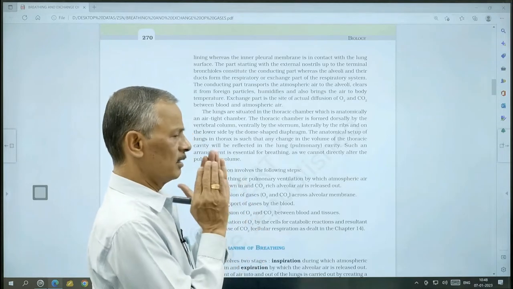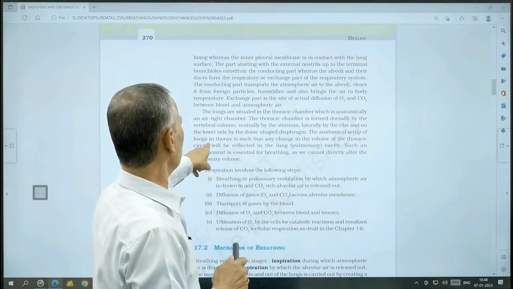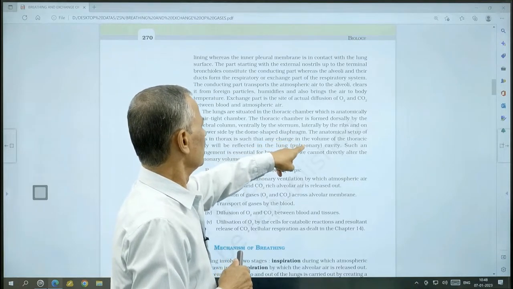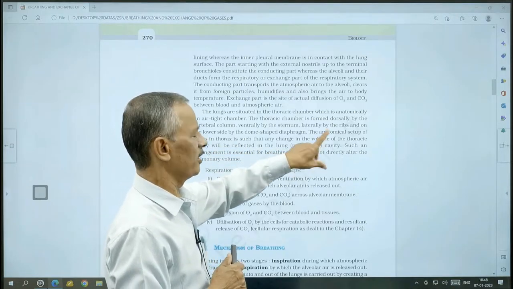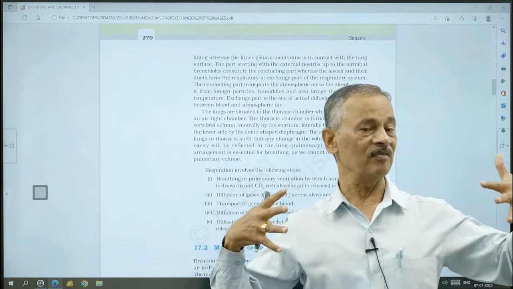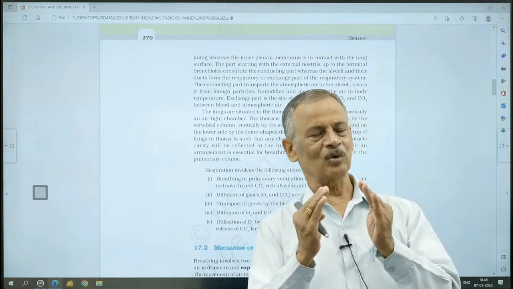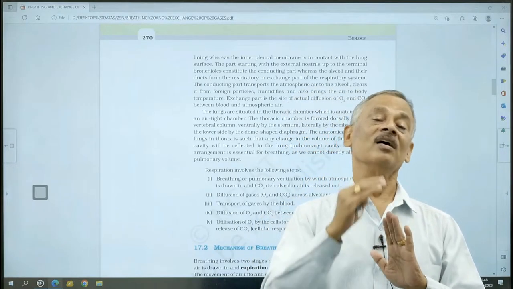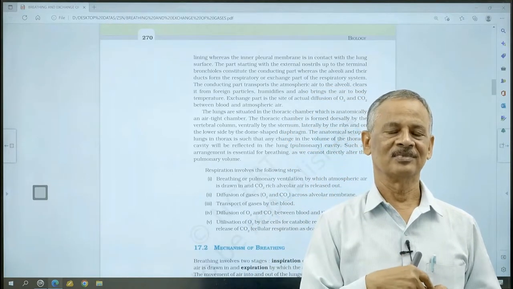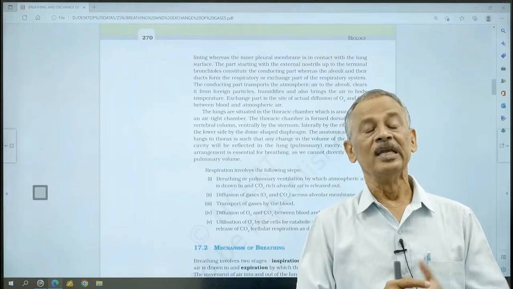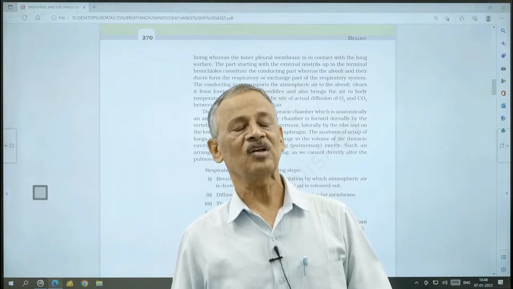The pressure in the thoracic chamber is always less than that of the atmospheric pressure. The anatomical setup of the lung in thorax is such that any change in the volume of the thoracic cavity will be reflected on the pulmonary cavity. If you increase the thoracic cavity, the pressure inside the lung becomes reduced. If you decrease the thoracic cavity, pressure inside the lung will be increased. So a change in the thoracic volume is inversely affecting the pressure inside the lung. That is the mechanism.